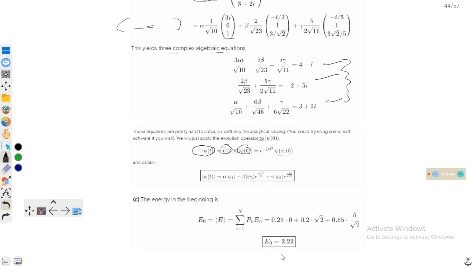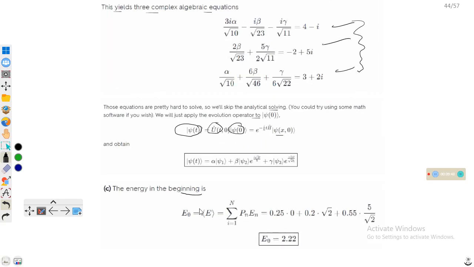For the energy in the beginning, E0 is equal to the sum over i equal to 1 to n of Pi Ei. So if we write it, P1 E1 plus P2 E2 plus P3 E3. E1 is 0, it means this term will go to 0, and similarly E2 is this, and this is probability P2, and similarly E3 and P3. So this will give the initial energy is equal to this, 2.22.